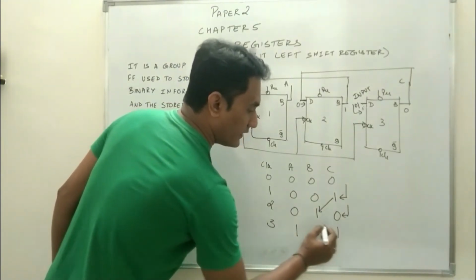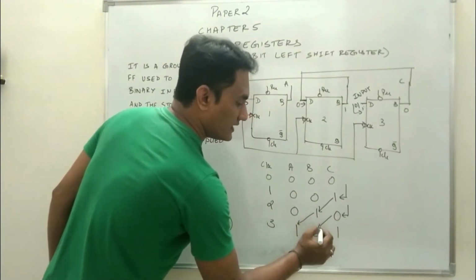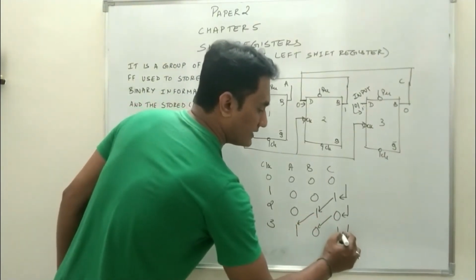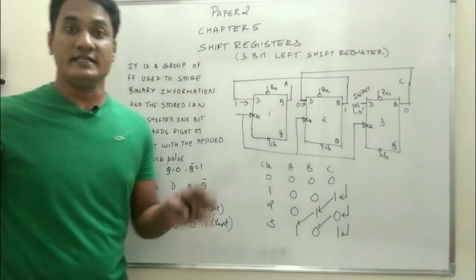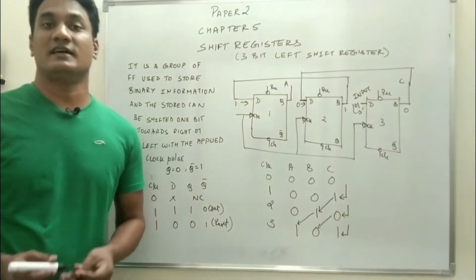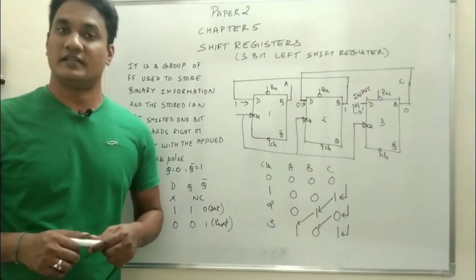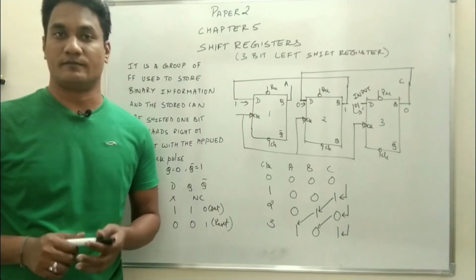1 0 1. That means this 1 from B has transferred to A, 0 from C has transferred to B, and new data has entered into C. So with each applied clock pulse, the data is now moving 1 bit towards left. So this is a 3-bit left shift register. I hope you have understood.